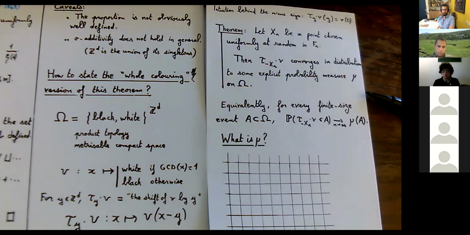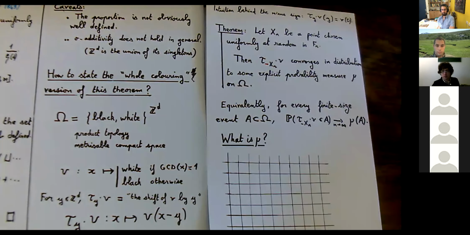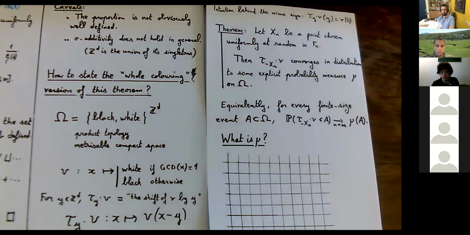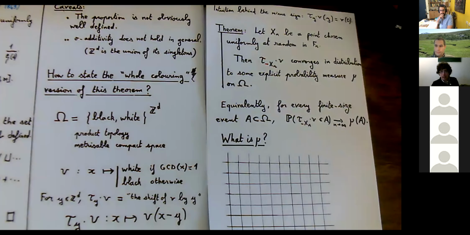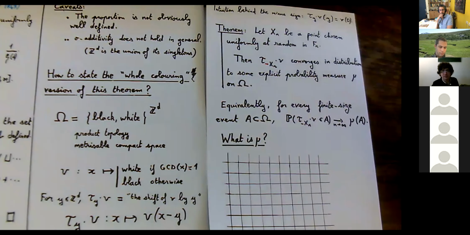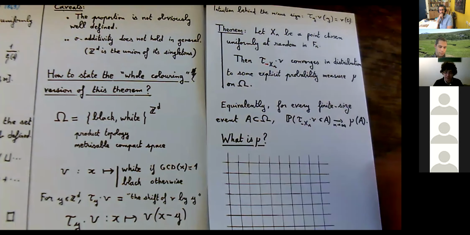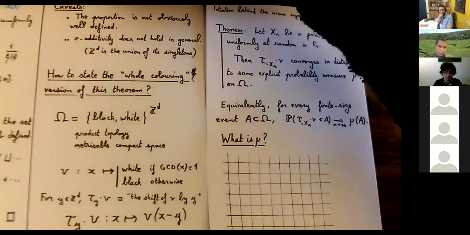So now I will explain to you what is this measure mu. But apart from this, is the theorem clear, or are there some questions? I will move on, but if I get interrupted, or if you tell me that there is a question in the chat or whatever, I will be glad to answer.